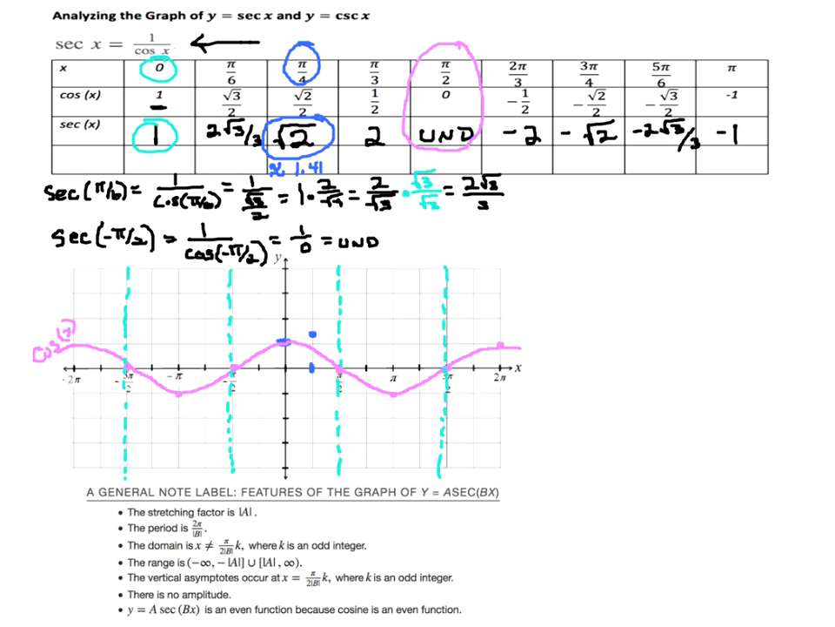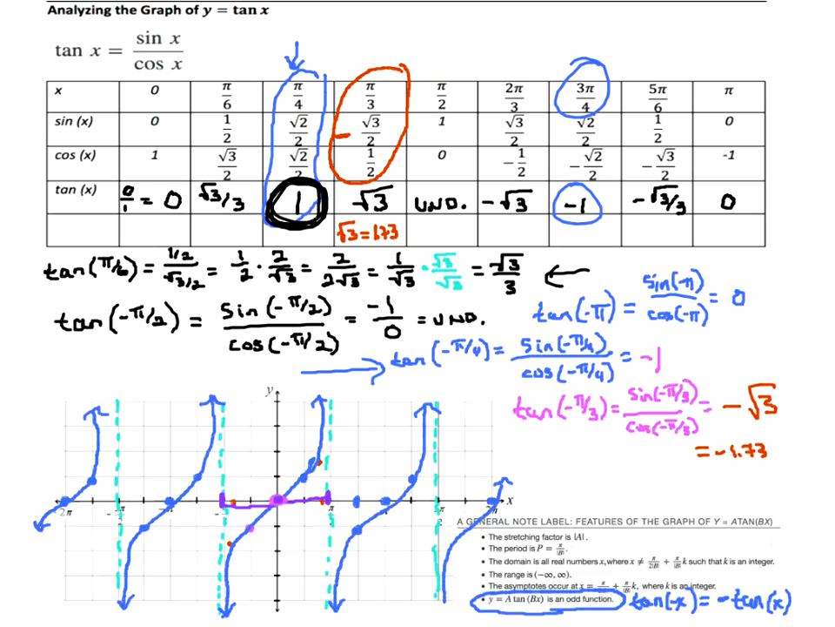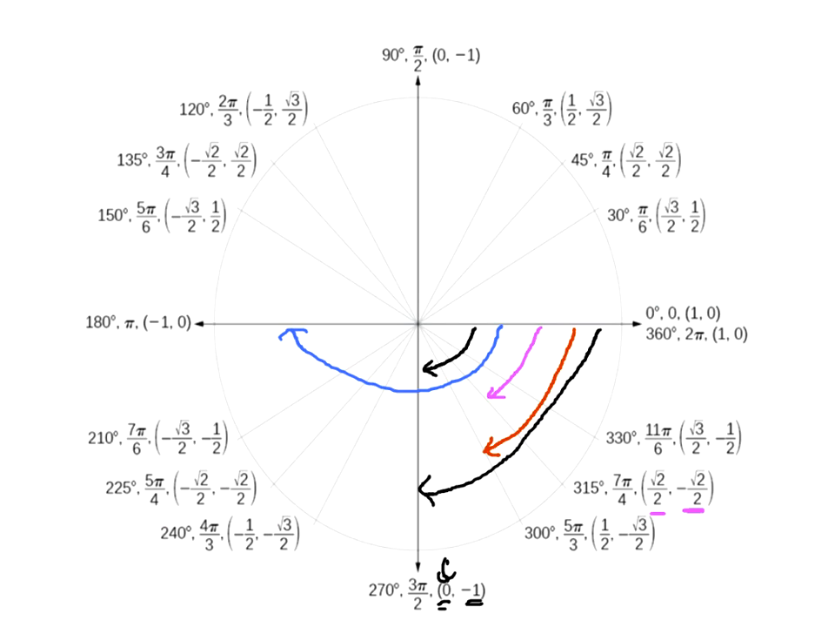Let's check negative pi over 4, to see if we get some mirroring happening. The secant of negative pi over 4 is the same thing as 1 over the cosine of negative pi over 4. The cosine of negative pi over 4 takes us to 7 pi over 4.